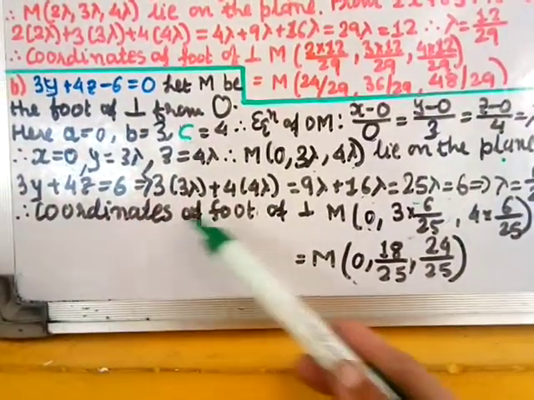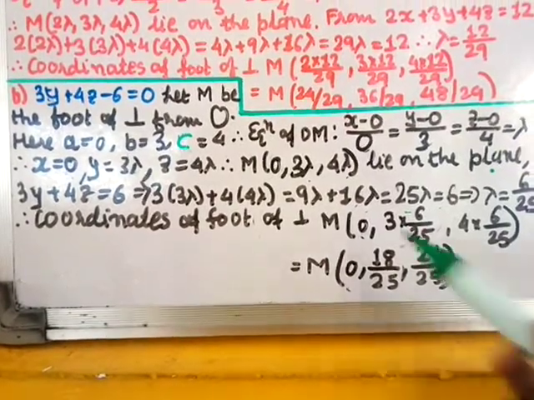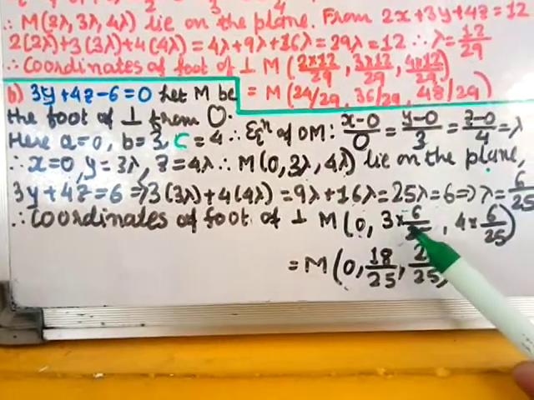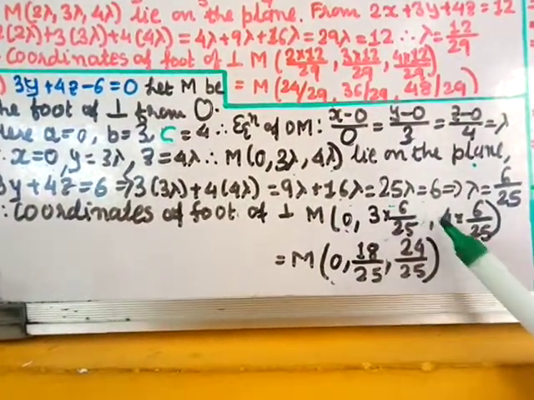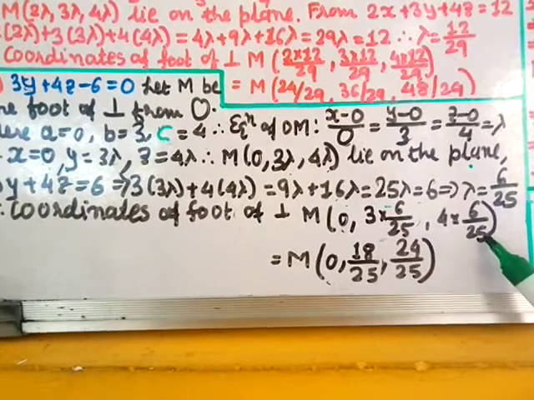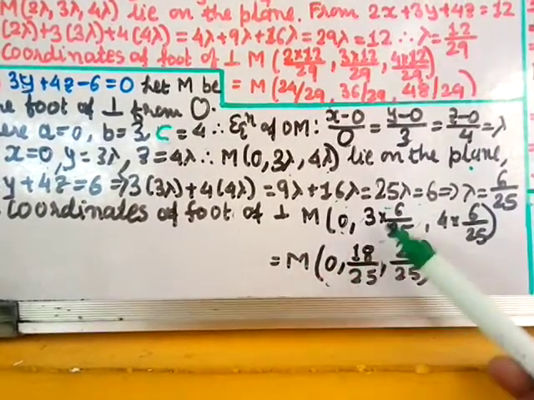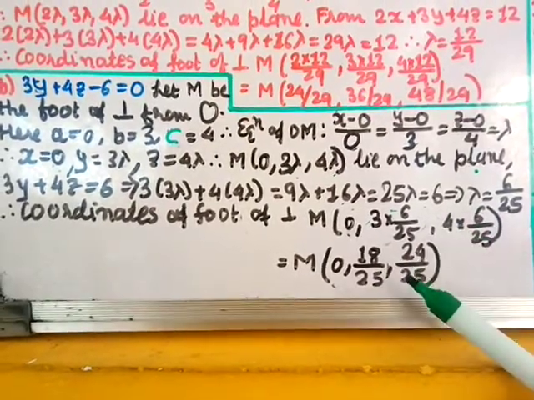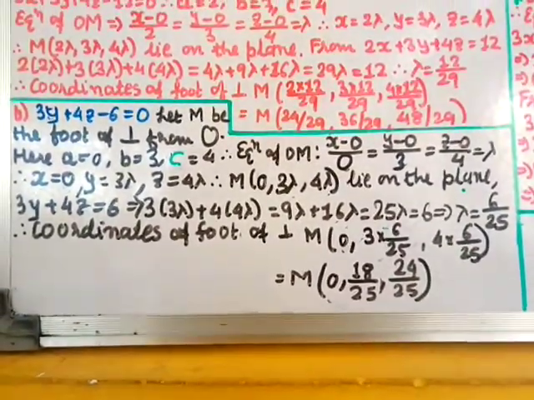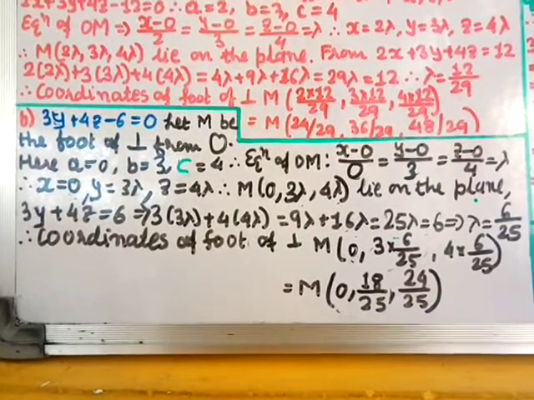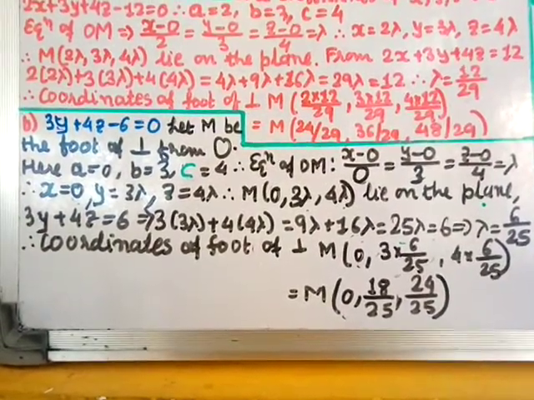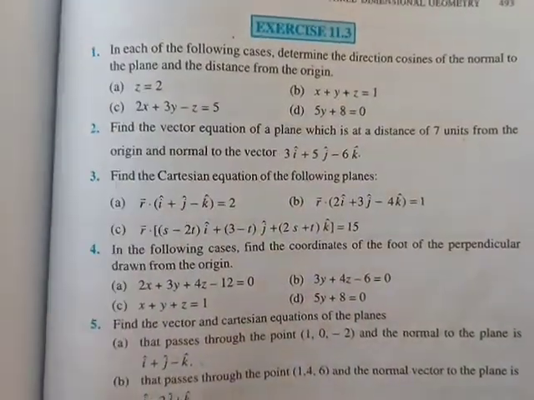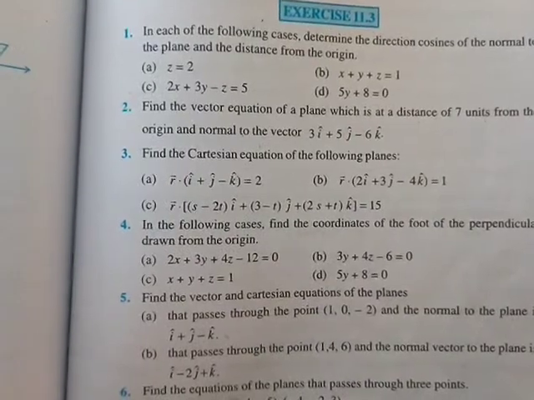Now the coordinate of the foot of the perpendicular, that is M, is 0, 3 lambda, 4 lambda. So 3 into the lambda value 6 by 25, and 4 into 6 by 25. So M is 0, 3 into 6 is 18 divided by 25, and 4 into 6 is 24 divided by 25. So this is the coordinate of the foot of the perpendicular from the origin to the given plane. C and D are 2 more questions that you can try yourself, similarly to how we have done A and B.